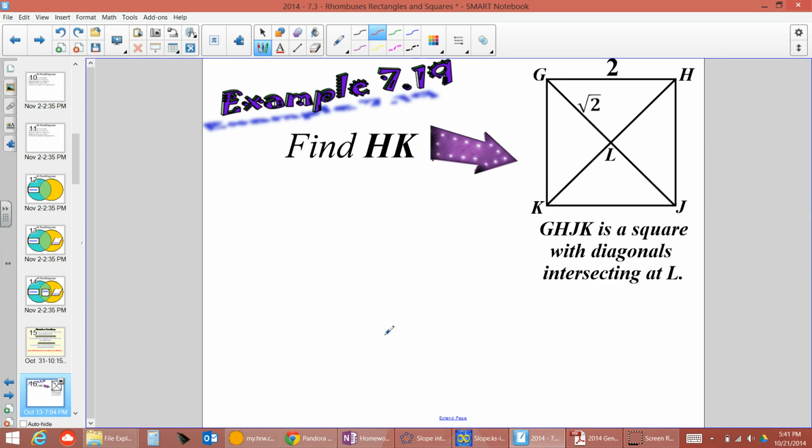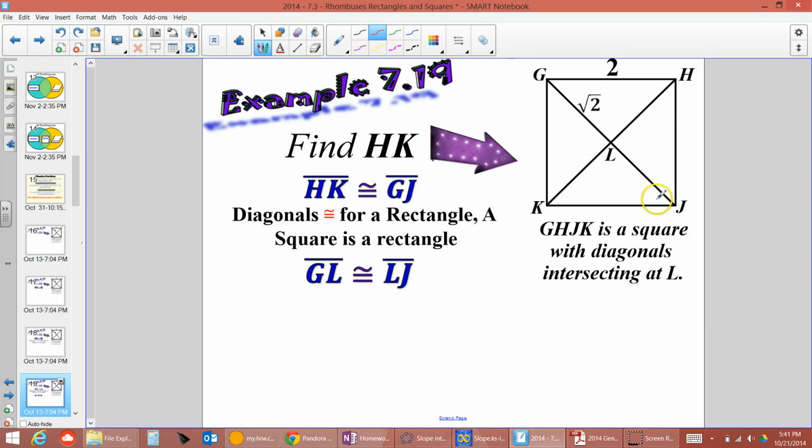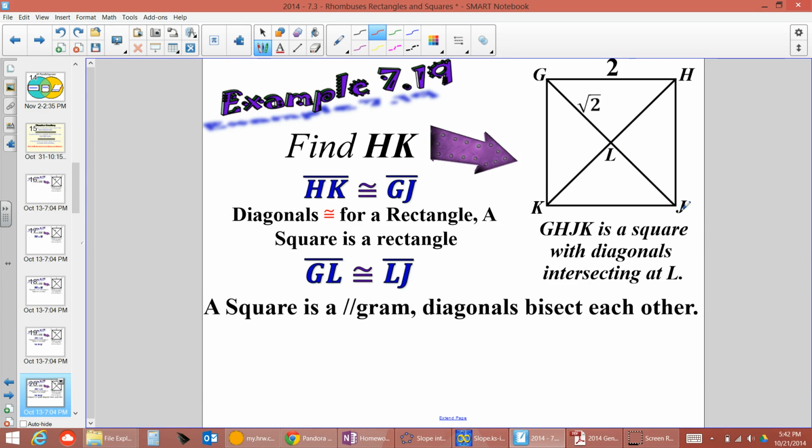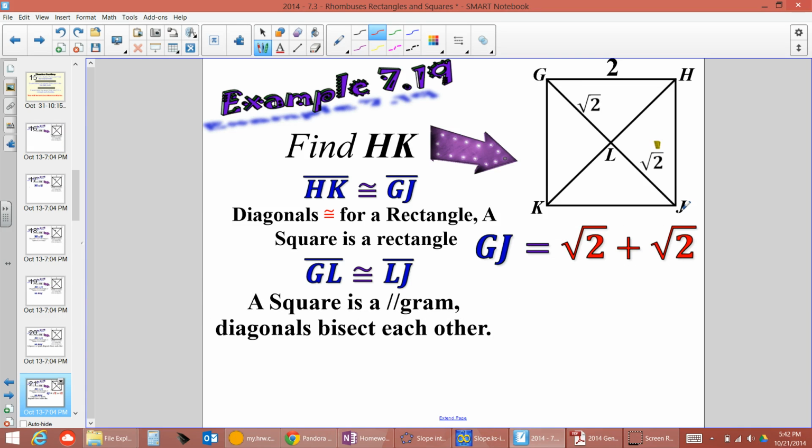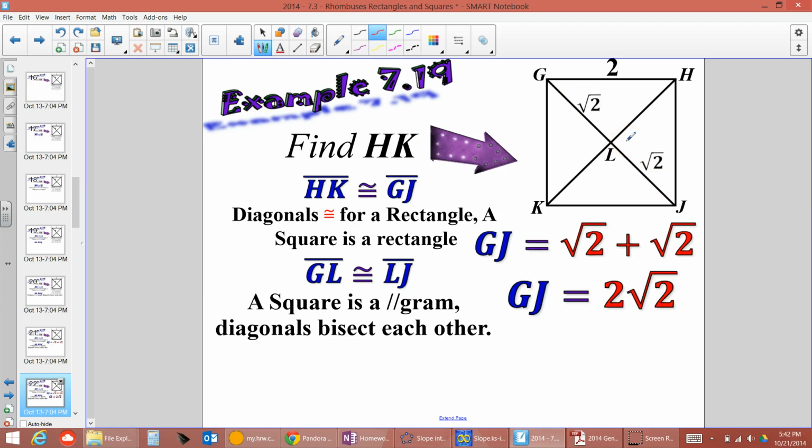All right, so if I use all the information that I know, I'm looking for this diagonal here, HK. I tell you it's a square. So I use some information. I say, well, if it's a square, then the diagonals are equal. So I know that HK is congruent to GJ. Well, I also know that the diagonals bisect each other because it's a parallelogram. So I know that GL is the same length as LG. So since the diagonals bisect each other, I can put that there. So that means that the whole thing is just 2 root 2. And since GJ is equal to HK, I know that they're equal to each other. All right. Transitive property right there. So we use the diagonals bisect, and we use the fact that the diagonals are congruent to solve this problem.